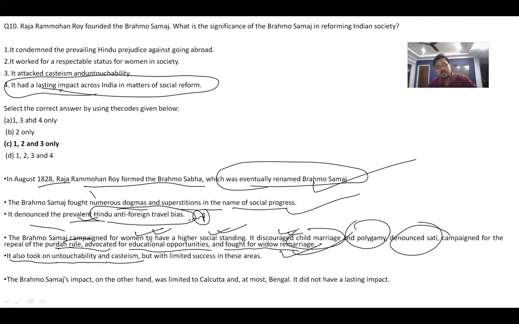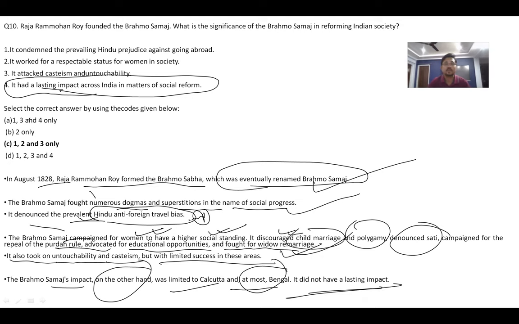They also fought hard to remove untouchability and casteism, but with limited success in these areas. Brahmo Samaj's impact, on the other hand, was limited to Calcutta and at most Bengal. It did not have lasting impact. So the last option is not true.